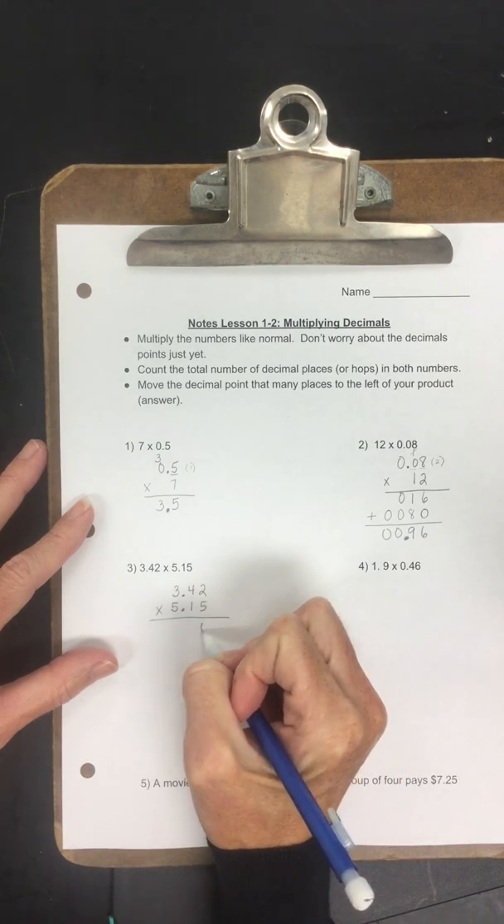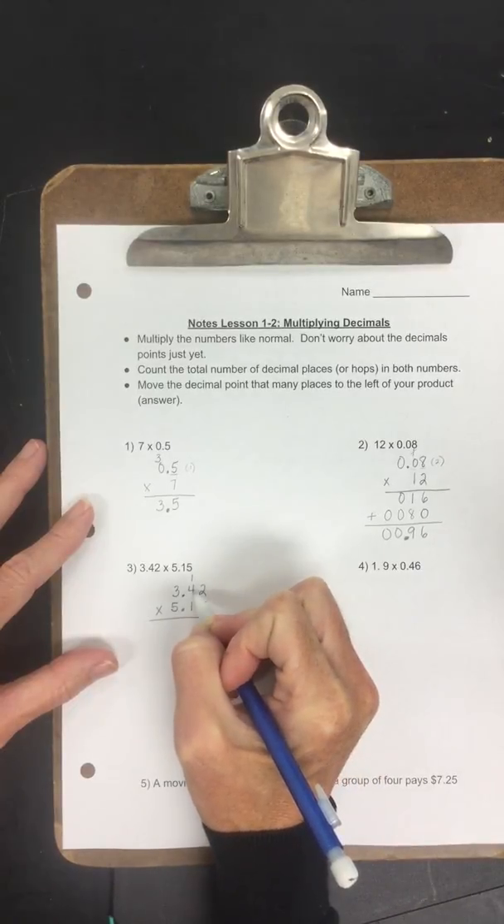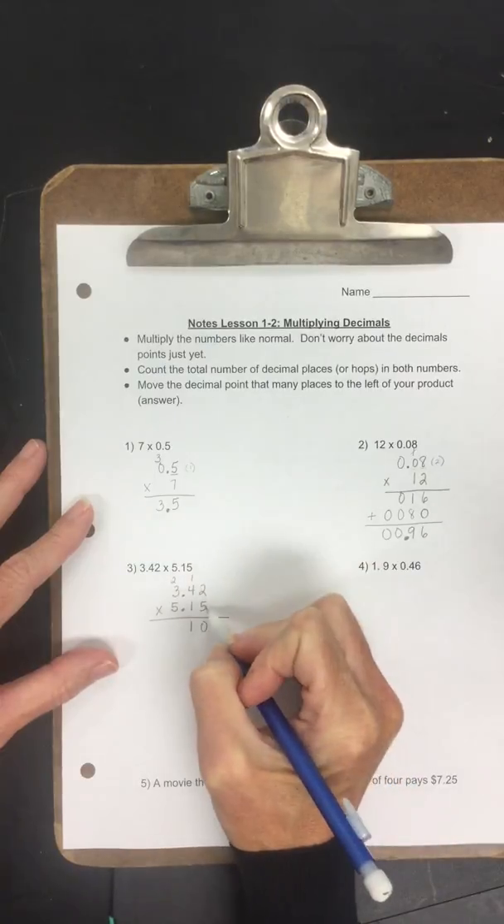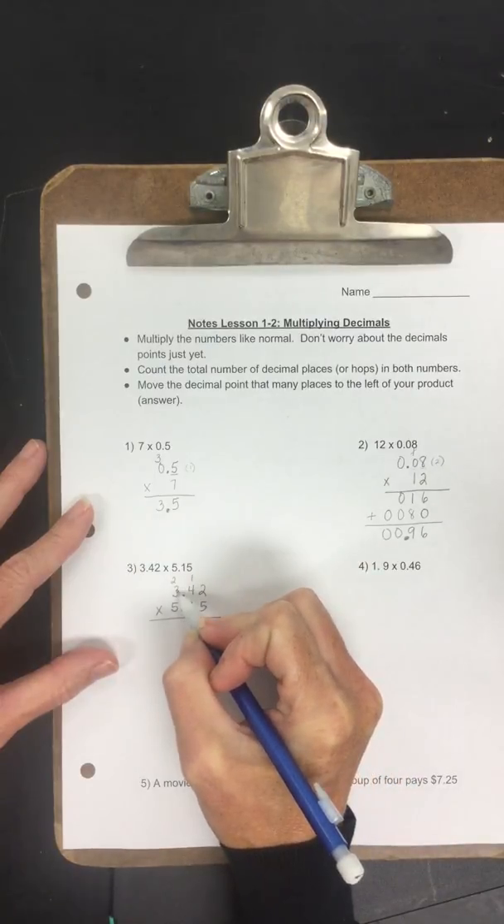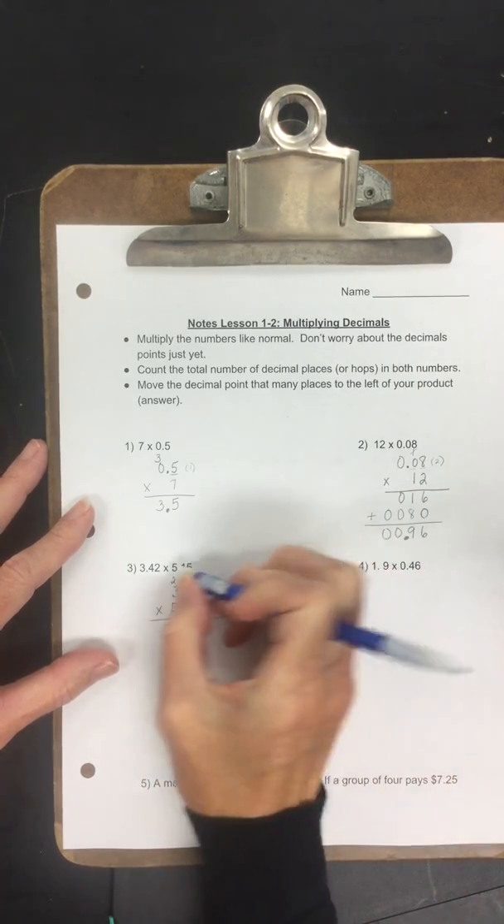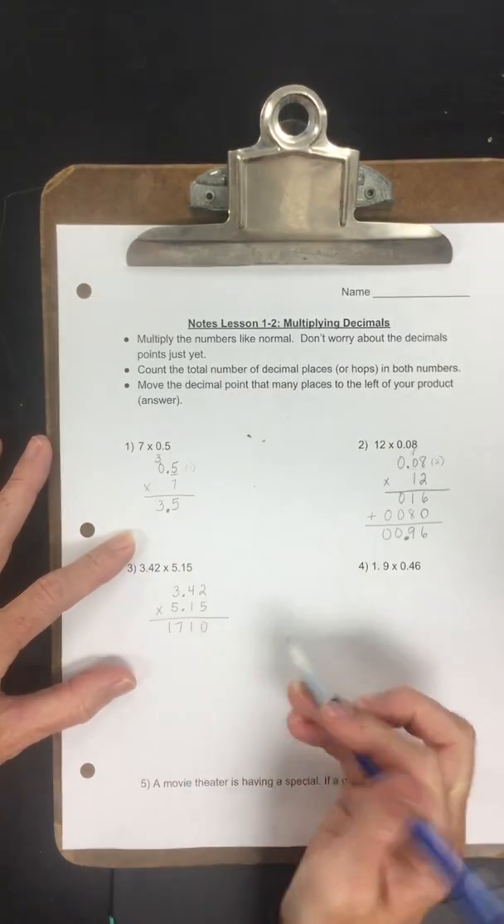So 5 times 2 is 10. Carry the 1. 5 times 4 is 20. Plus 1 is 21. So I put my 1 down, carry my 2. 5 times 3 is 15, plus 2 is 17. So that's the first row. Go back and erase or mark out those numbers that you carried.